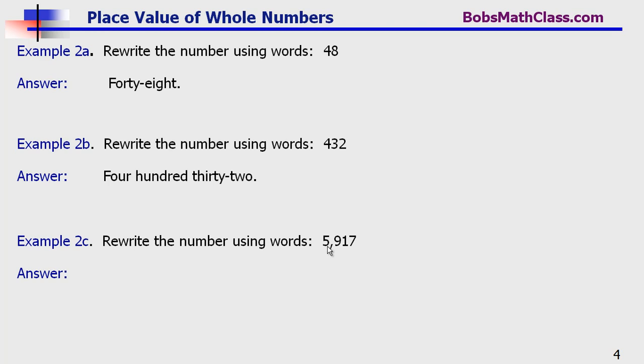This one has a thousands place and then a comma after it. So it's 5,917.